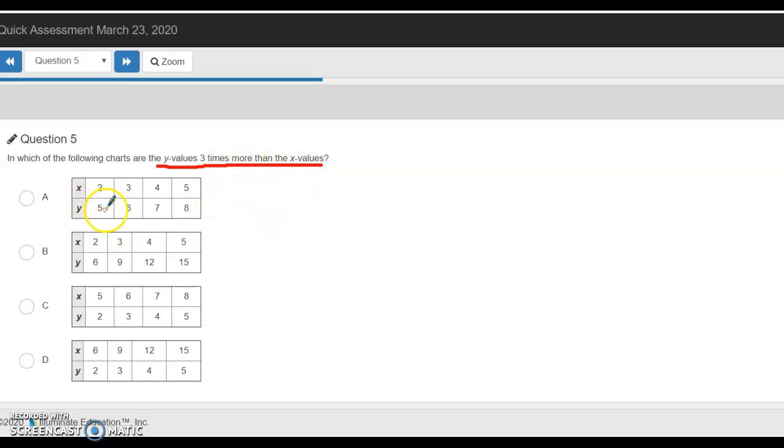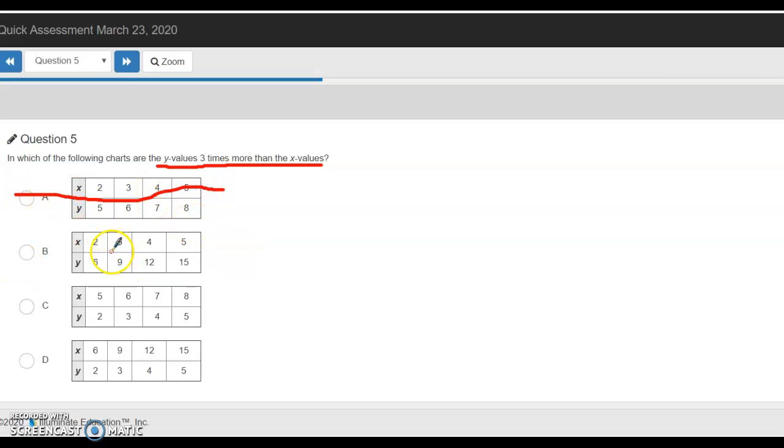Well, if I look at A, I know the y value is 5. The x value is 2, though. Well, I'm looking for the y values to be 3 times more. That one's just 3 more. It's not 3 times more. Same thing with the next number, 6, and then 3. It's not 3 times that. It's just 3 more. So it's not going to be A.